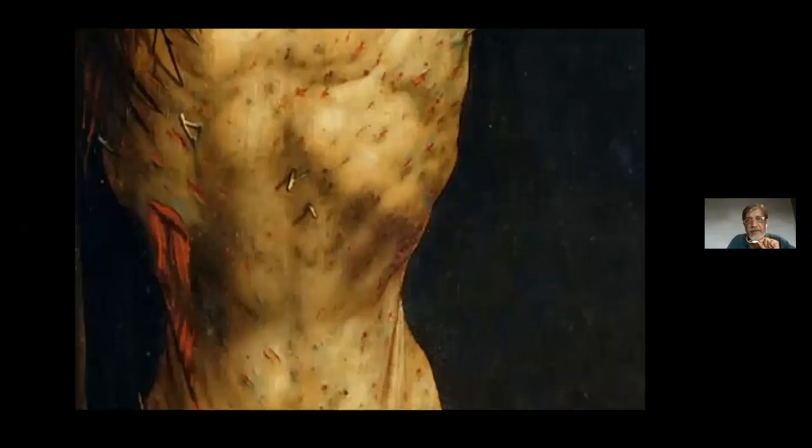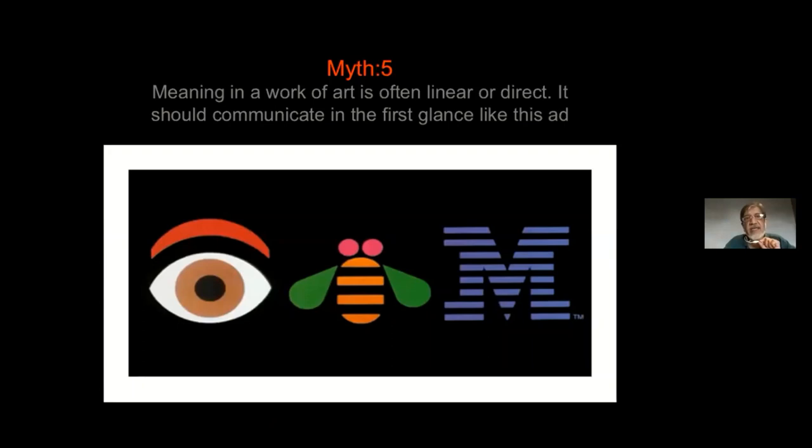And the last myth is that the meaning of a work is very linear. Now everybody can read this: there's an I, there's a B, and there's an M. IBM, it's a logo which was used by IBM, the famous, well-known computer company, for quite a while. And this is a very interesting piece of graphic design and visual communication where the meaning is conveyed in one go. You have a look at it, and you can read it. It's a kind of pictograph plus one word, so it's easy to read. And yet it's a very strong design, liked by many people and very, very popular.